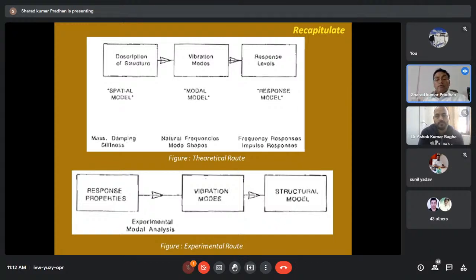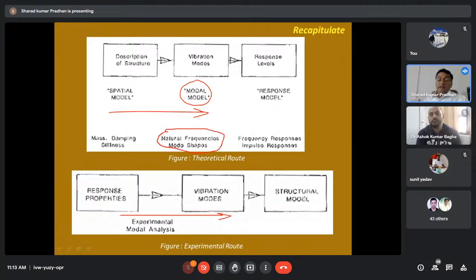And whenever you are going from this side to this side, it is the theoretical route of modal analysis. And whenever you are going from this side to this side, it is the experimental route of modal analysis. But in modal analysis, we are always interested in the model. Means we are always interested in natural frequencies, mode shapes, and if damping is present, damping factors.